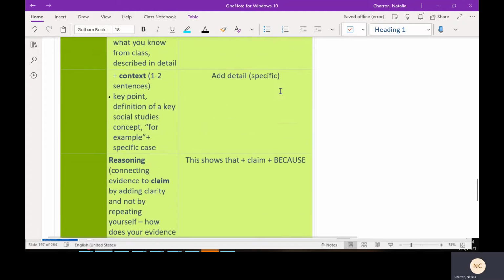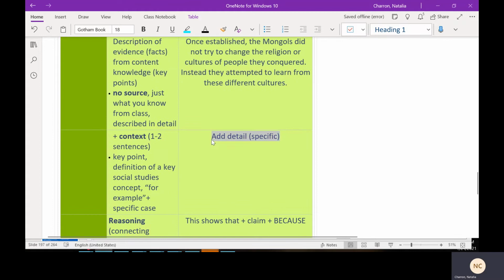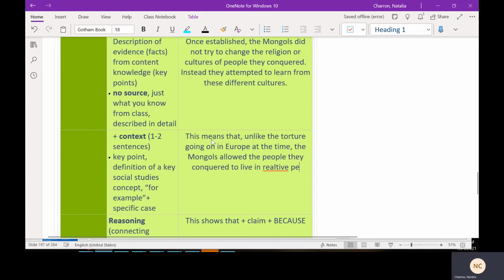So let's put that into context. What does that mean? Well, this means that unlike the torture going on in Europe at the time, the Mongols allowed the people they conquered to live in relative peace. It was unusual for that time period.